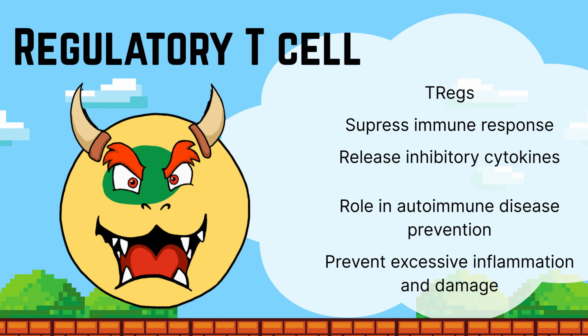Treg cells are like Bowser because they rule over the immune system and keep the cells in check. Just like Bowser with his kingdom, he prevents any riots by releasing soldiers, just like how Tregs prevent excessive inflammation and damage by releasing inhibitory cytokines.